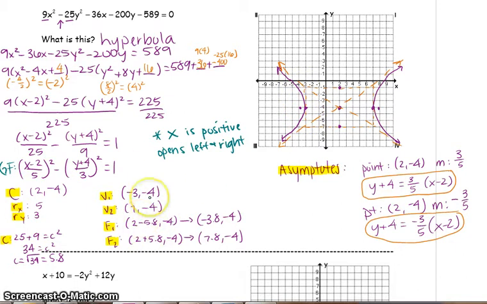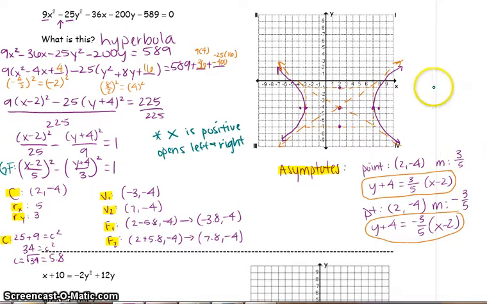Then your foci, you start at your center and you're going to go 5.8 to the left and to the right. So when you subtract 5.8, you should get (-3.8, -4). And when you add 5.8, you should get (7.8, -4).